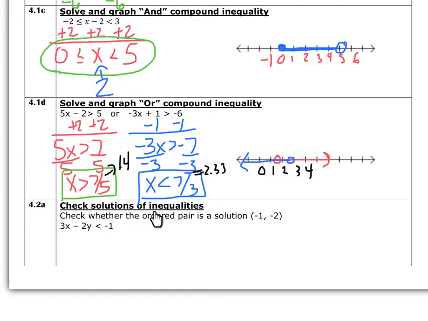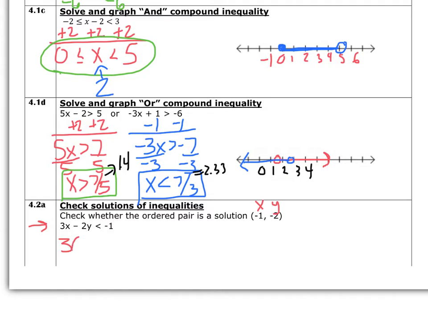4.2a is check solutions of inequalities. Check whether the ordered pair is a solution. Does (-1, -2) work for this inequality? Well, this ordered pair just represents x and y, so all you have to do is plug those in and see if this is a true statement right here.